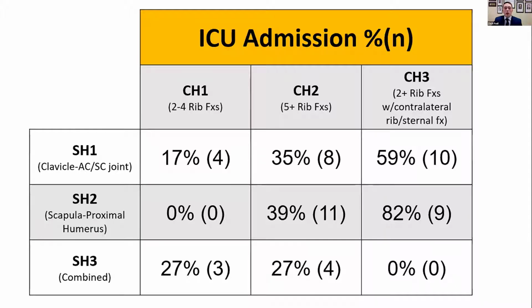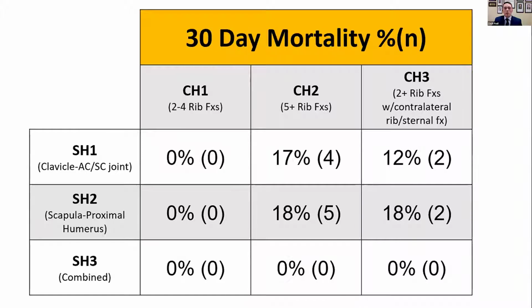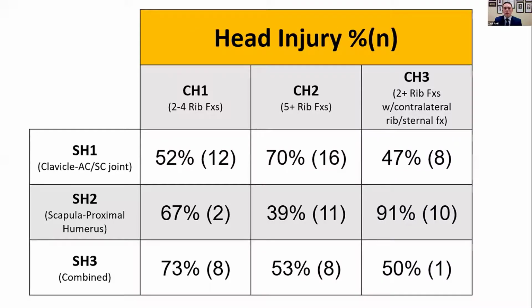So then we want to compare how they do as we go from SHA 1 to SHA 3. And interestingly, SHA 3 actually has lower ICU admission rates. And we'll look at some other stats here. So 30-day mortality increasing as more ribs are fractured, but no mortality with the SHA 3 classification. Head injuries, again, increasing percentage of head injuries as we go from SHA 1 to SHA 3, but we decrease here in SHA 3 compared to our SHA 1.